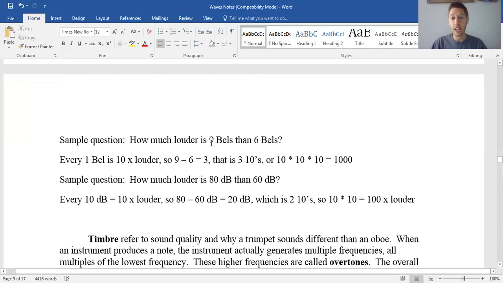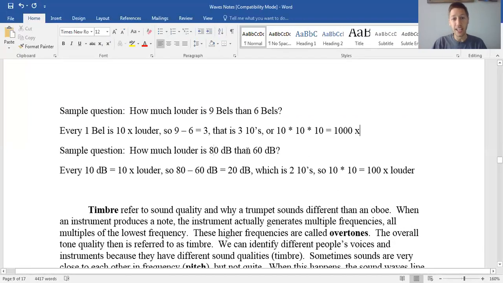How much louder is 9 bells than 6 bells? Deci is just a prefix, so we took off the prefix. So 9 bells, 6 bells. Every 1 bell is 10 times louder. So 9 minus 6, that is 3 louder. But those 3s are actually zeros. Every single time you go up by 1 bell, it's like adding a 0. So that means this would be 1,000 times louder, okay? Because 9 bells is 90 decibels, 6 bells is 60 decibels. So we've gone up 3 tens, and every single time you go up by 10 on the decibel scale, it is 10 times louder.